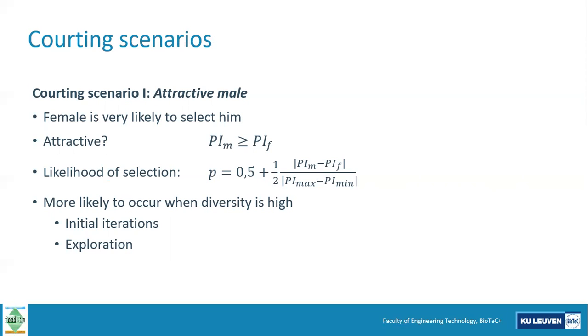Now, the first courting scenario, of course, occurs when the male solution is more attractive than the female solution and thus has a higher popularity index. In that case, the female solution is very likely to select this male solution as a mate. By generating a random number between 0 and 1 and comparing it with the likeliness of selection, the final decision is made.